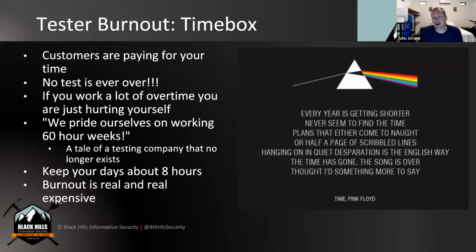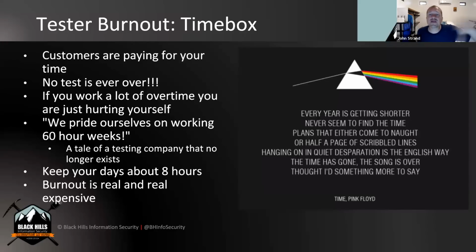So let's talk about burnout. I want you to think about time. Customers are paying for your time on the tests you work on, or more accurately, the company you're working for is paying for your time to test this application. That's your commodity. That's your life. That's what you bring to the table. They're paying for that. In exchange for you giving up your time, they're giving you money.